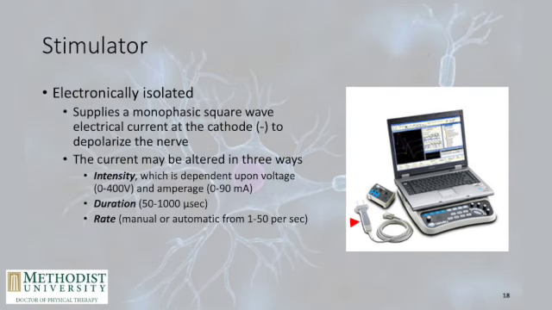So looking at the actual stimulator, that has a little red arrow next to it in the picture. It's going to be electronically isolated. So basically what's going to happen is we're going to shoot in a monophasic square wave at the cathode, and it depolarizes the nerve. Remember, the nerve has a little bit of a negative polarization anyway. The current's going to be altered in 3 different ways. Either the intensity is going to go up, the duration is going to go up, or the rate's going to go up.